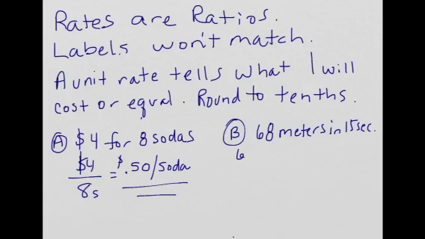This one is going to be 68 meters in 15 seconds. We're going to take our calculator and divide 68 by 15. Now that is a repeating decimal, so we're going to round to the nearest tenth. And so that's going to be 4.5 meters per second. So again, you can see that we have our answer and we have our labels. So 4.5 is what 1 second would equal.